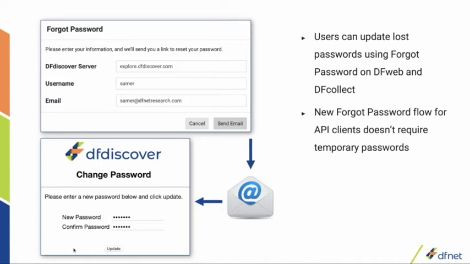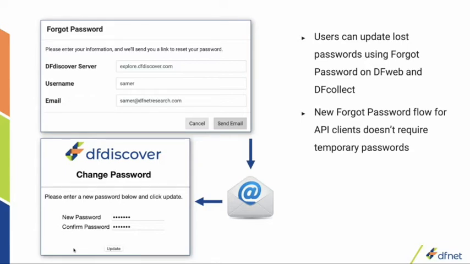However, in the new one, in both DFweb and DFcollect, you'll select forgot password, and it will open up a dialog asking you to put in your server username and email. And then when you click send email, it checks the username against the email of that user, verifies that those do in fact match, that the email provided is the one also listed in that user's profile. If they do match, then an email is sent to that email address with a link. When you click the link, you're taken to a new page where you're able to enter the new password twice and then click update, and it updates the password for you.